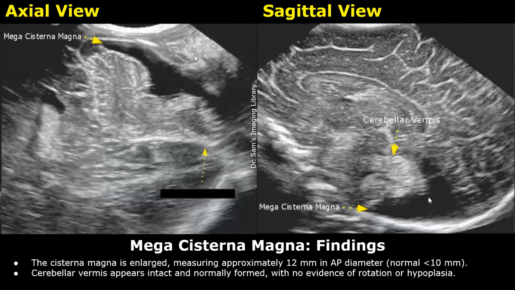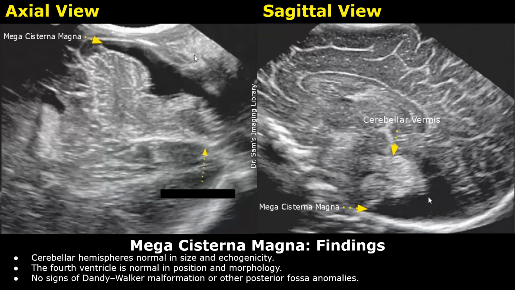Cerebellar vermis appears intact and normally formed, with no evidence of rotation or hypoplasia. Cerebellar hemispheres are normal in size and echogenicity. The fourth ventricle is normal in position and morphology. No signs of Dandy-Walker malformation or other posterior fossa anomalies.